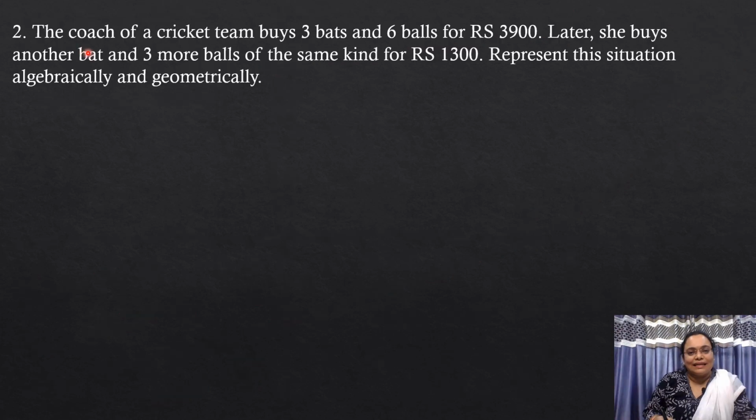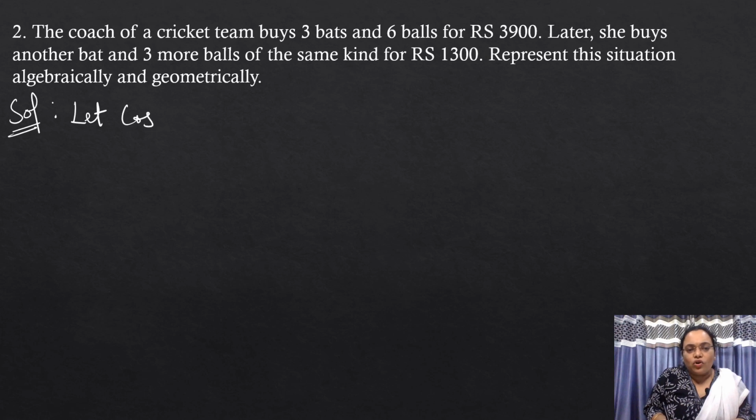Okay. The next question is, the coach of a cricket team buys 3 bats and 6 balls for rupees 3,900. Later, she buys another bat and 3 more balls of the same kind for rupees 1,300. Represent the situation algebraically and geometrically. Okay. So, geometrically meaning is nothing but you need to represent it graphically. Clear? So, let us solve the problem.